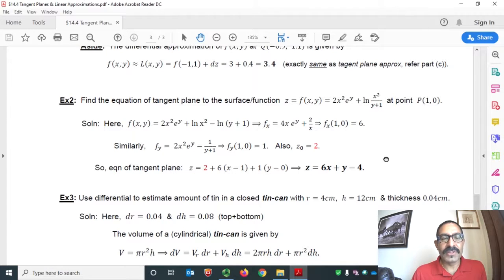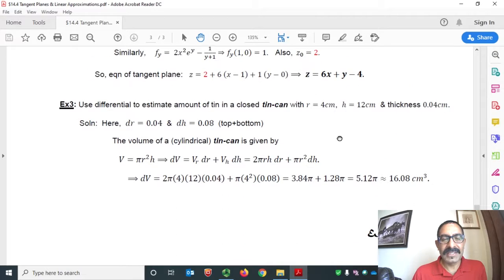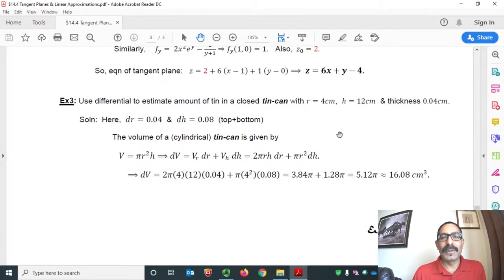Then by the formula, the equation of the tangent plane is z equals z0 plus fx times x minus 1 plus fy times y minus 0. Here z0 is 2, fx is 6, fy is 1. Substitute and simplify, and it gives us z equals 6x plus y minus 4. That's the equation of the tangent plane. Awesome. I hope this makes sense to you all. Now let's move on. Example 3, the last example.